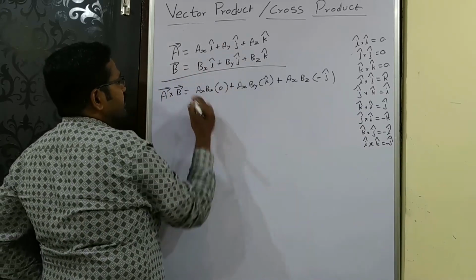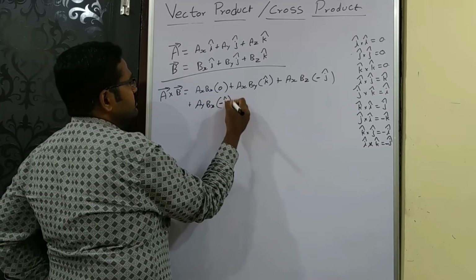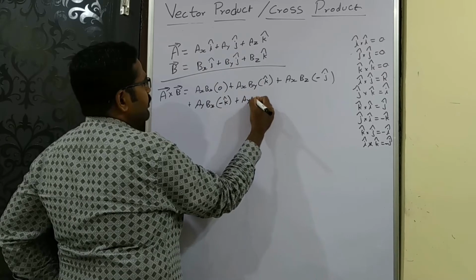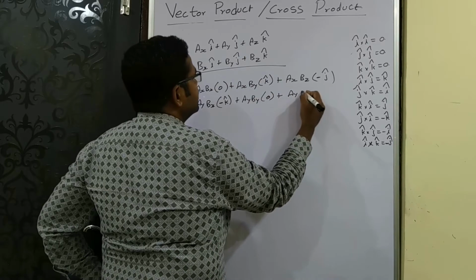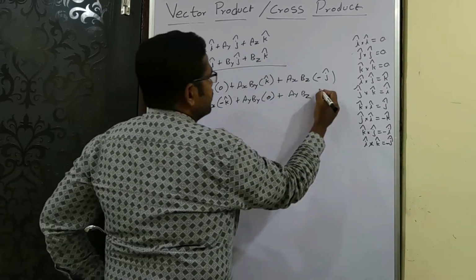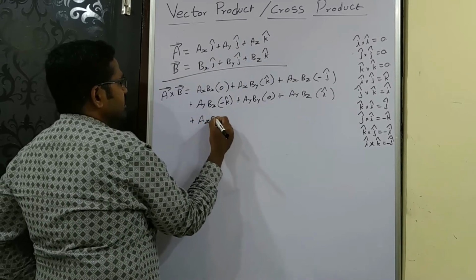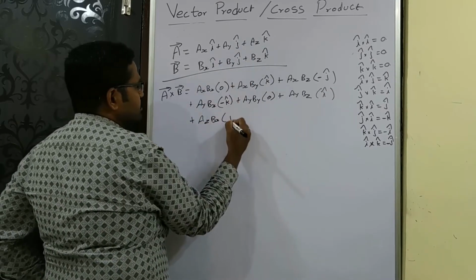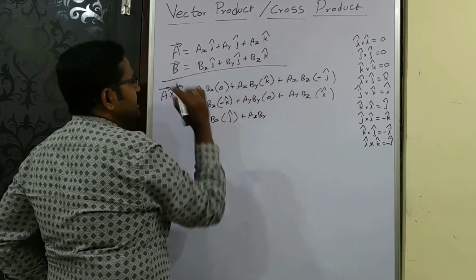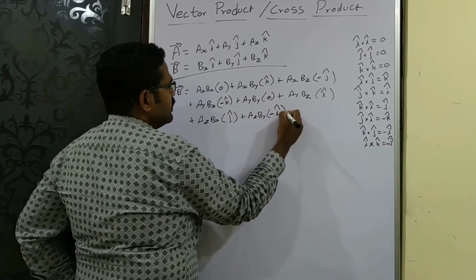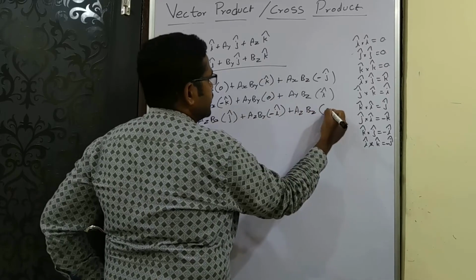And then plus Ay, Bx, J cap into I cap, minus of K cap. Plus Ay, By, J cap into J cap, it is 0. Plus Ay, Bz, J cap into K cap, it is I cap. Plus Az, Bx, K cap into I cap, it is positive J cap. Plus Az, By, K cap into J cap, it is negative I cap. Plus Az, Bz, K cap into K cap, it is again 0.